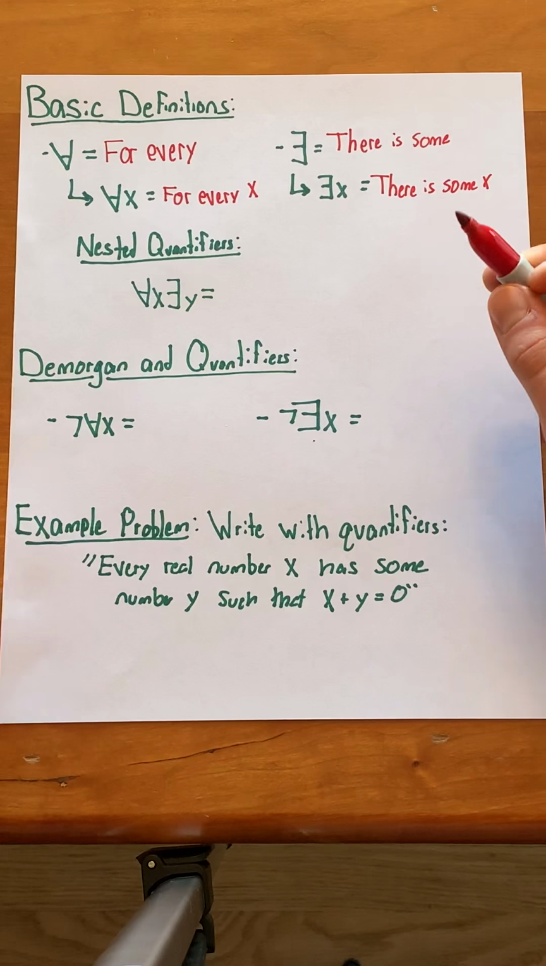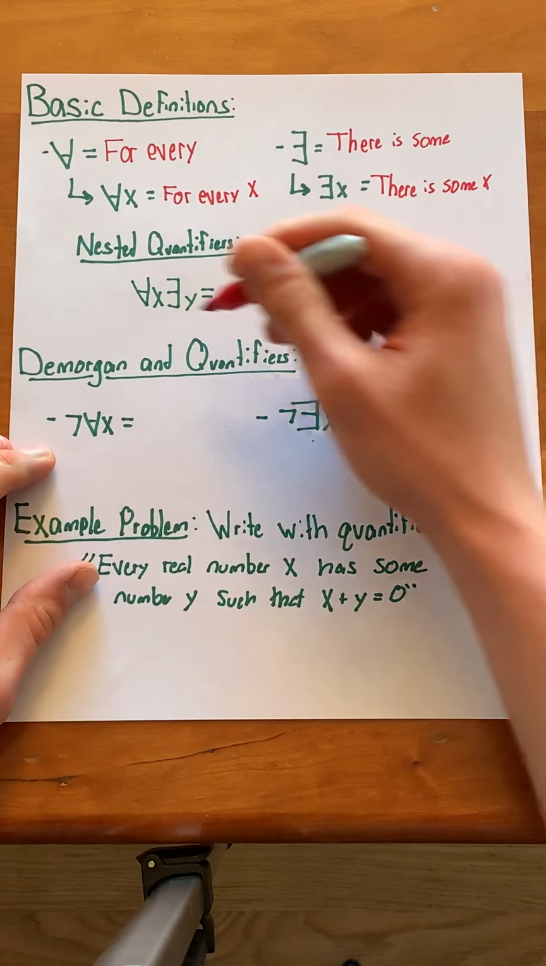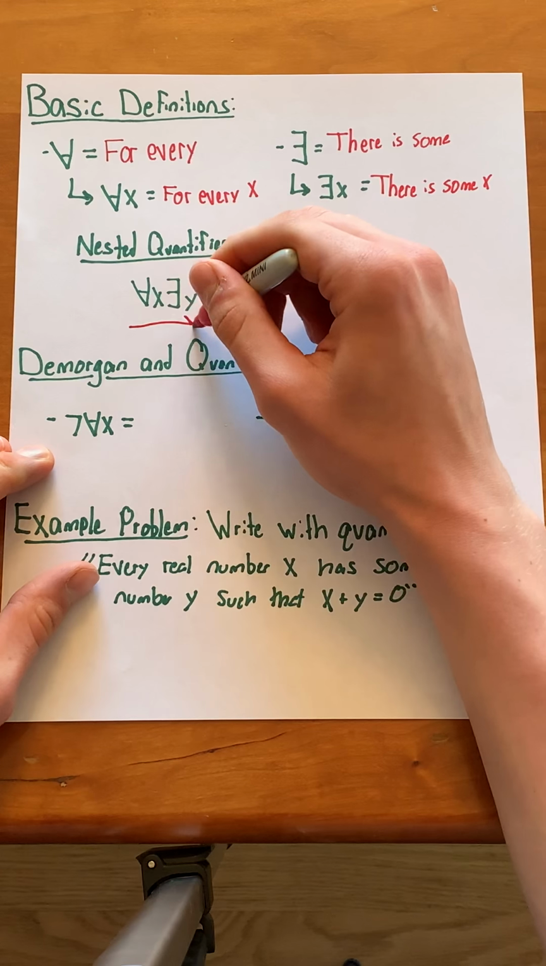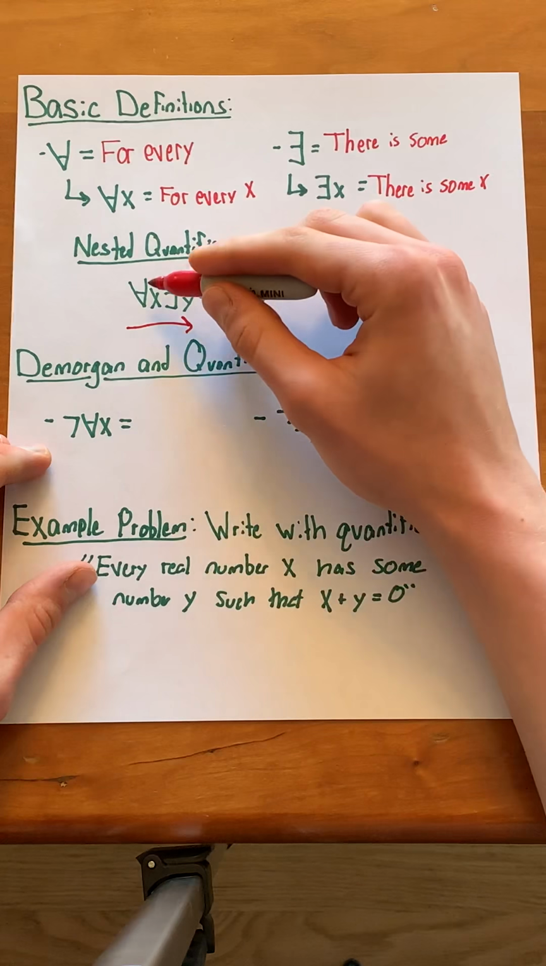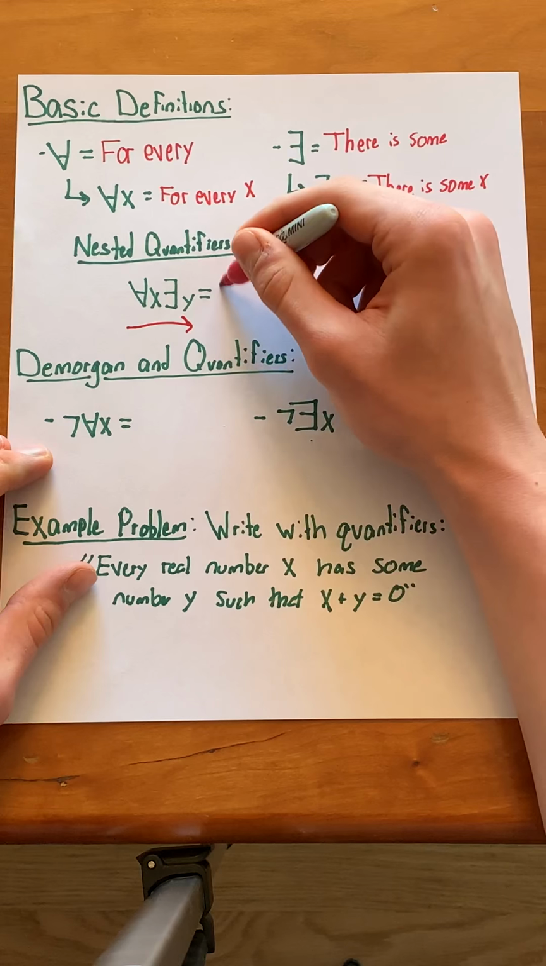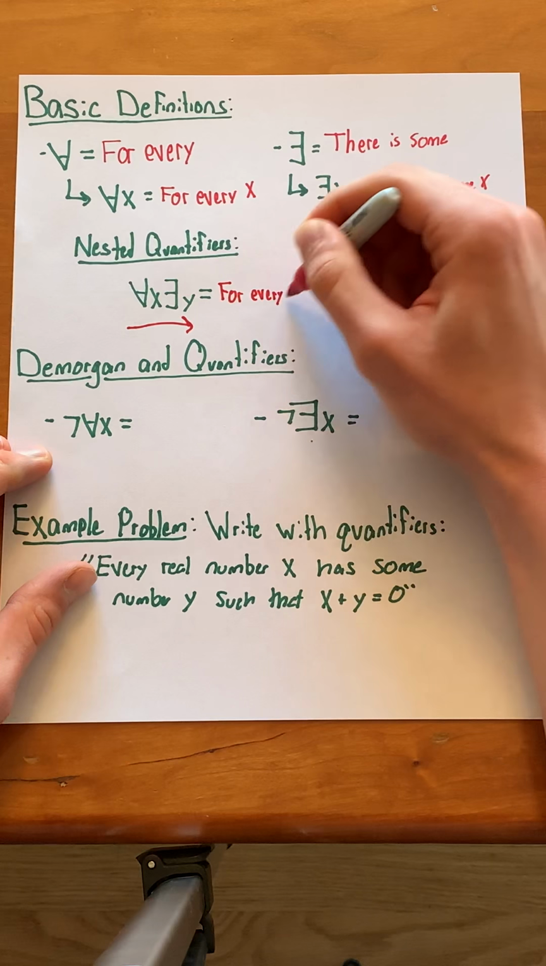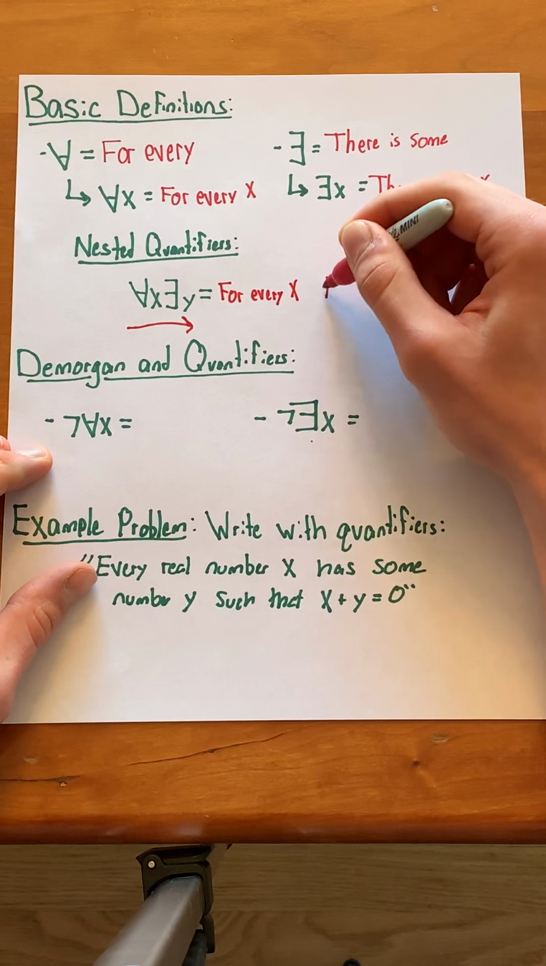Let's note that we can also have multiple quantifiers in a row, called nested quantifiers. When we work with these, we want to go from left to right. So we have a universal quantifier with an x and an existential quantifier with a y. This means for every x, there is some y.